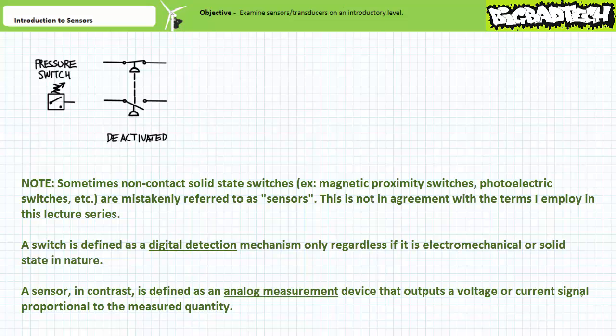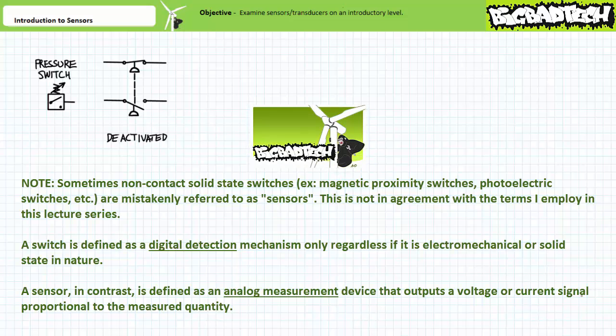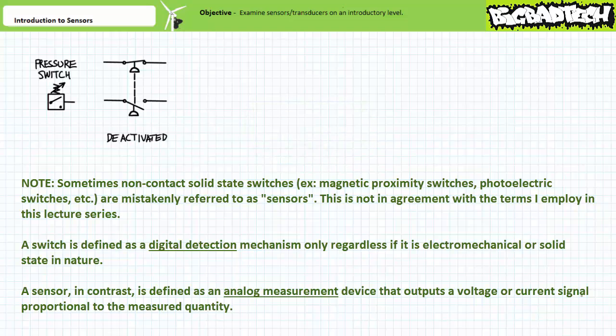Sensors, sometimes called transducers, are input devices related to switches. Switches, if you recall, come in many forms. Examples being electromechanical limit switches, pressure switches, temperature switches, rotational speed switches, and solid-state magnetic proximity switches, and more. Regardless of the type, all switches are binary or digital input devices, and a switch can either be in its fully deactivated state or in its fully activated state, and never a little bit of both or halfway in between. Switches are fully on or fully off detection mechanisms only.